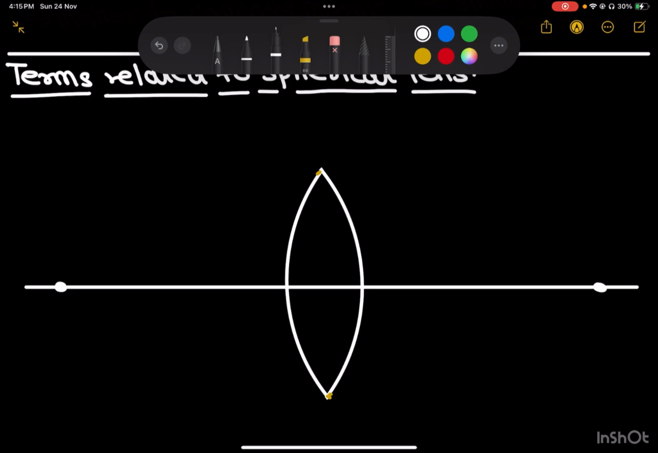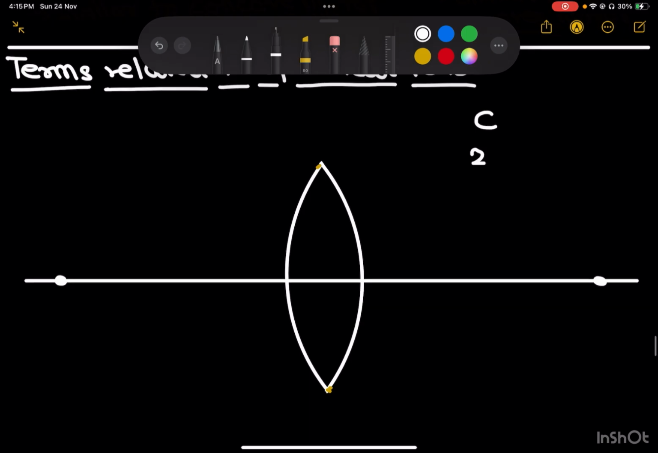In mirror, we used to denote center of curvature by C. Here, we are going to denote it in the diagram by 2F. So here this will be 2F, this will be 2F. But both points cannot be named the same thing. So we'll write it 2F1 and 2F2. Simple. Okay, moving on. Now, as there are two center of curvature, there will be two foci.